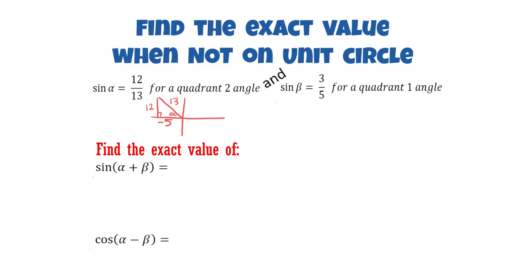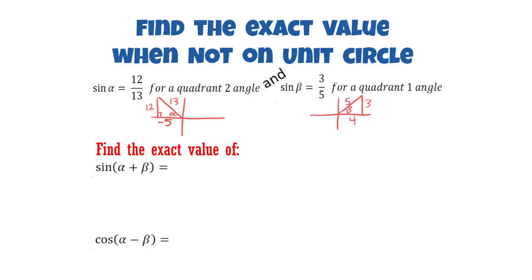All right, let's do it over here for beta. Beta is in quadrant 1. And the sine is opposite over hypotenuse. And this looks like another Pythagorean triple. The other side will be a 4. It is first quadrant, so everything is positive. Okay, so now I'm going to be using the fractions created from this to find the exact value of sine and cosine.